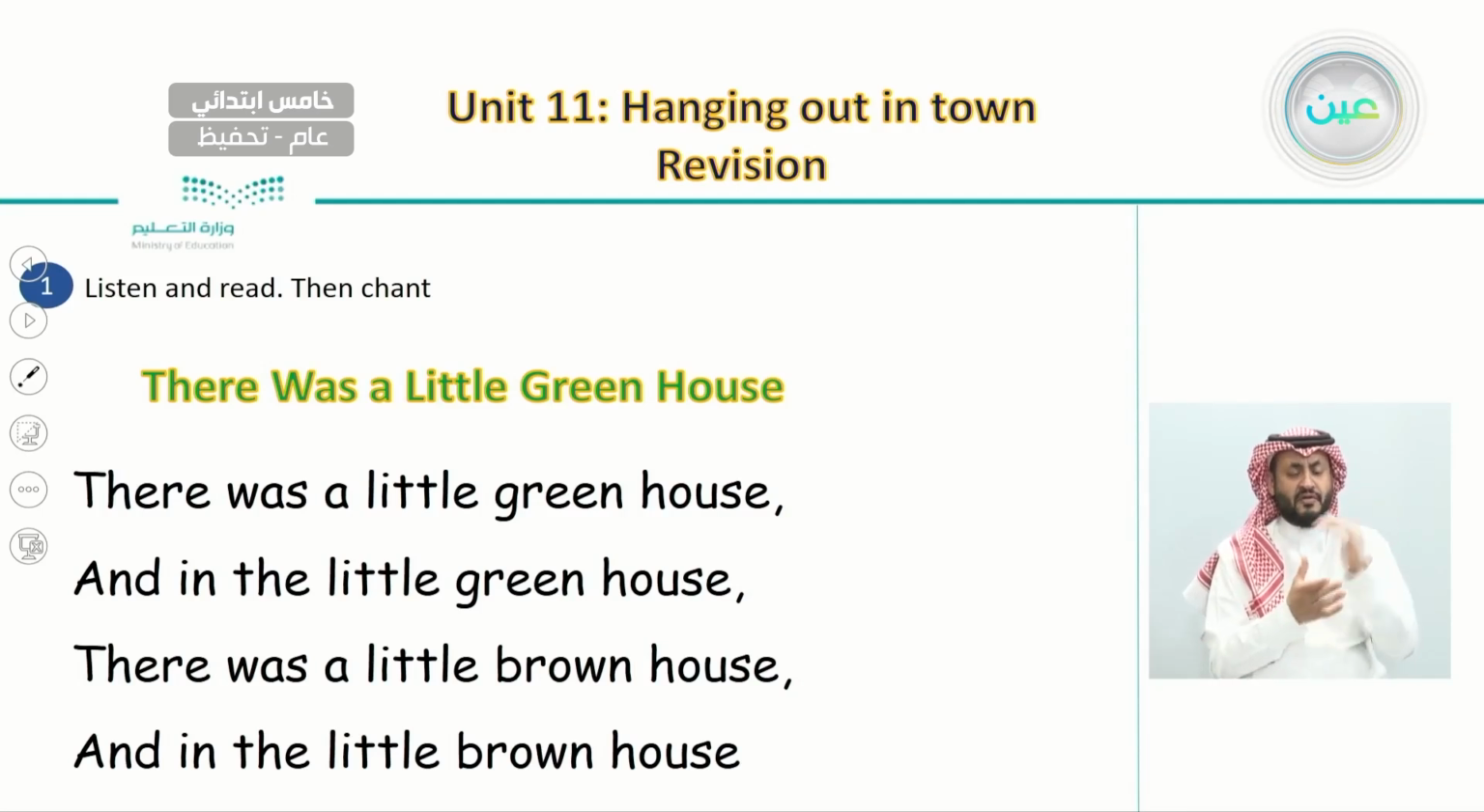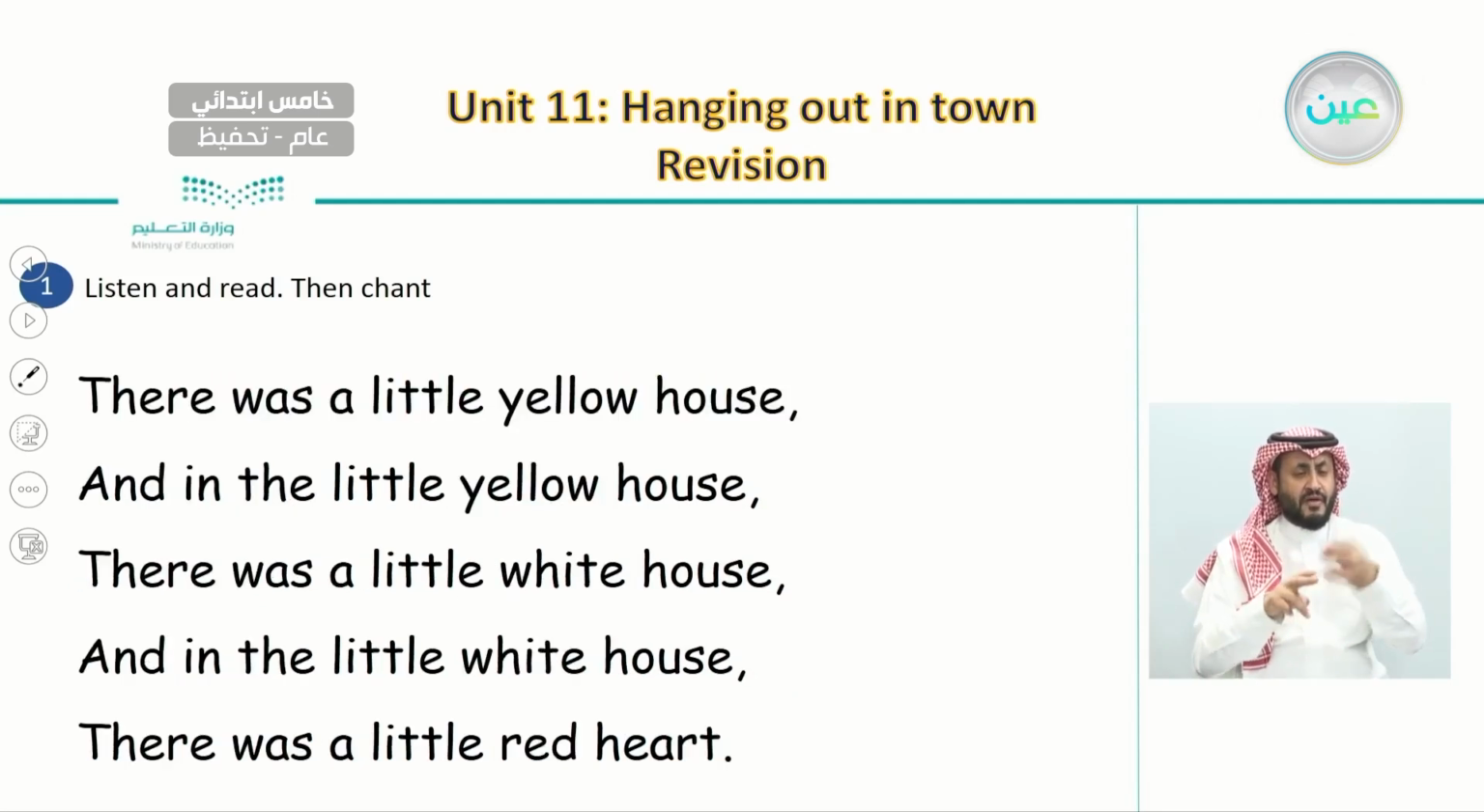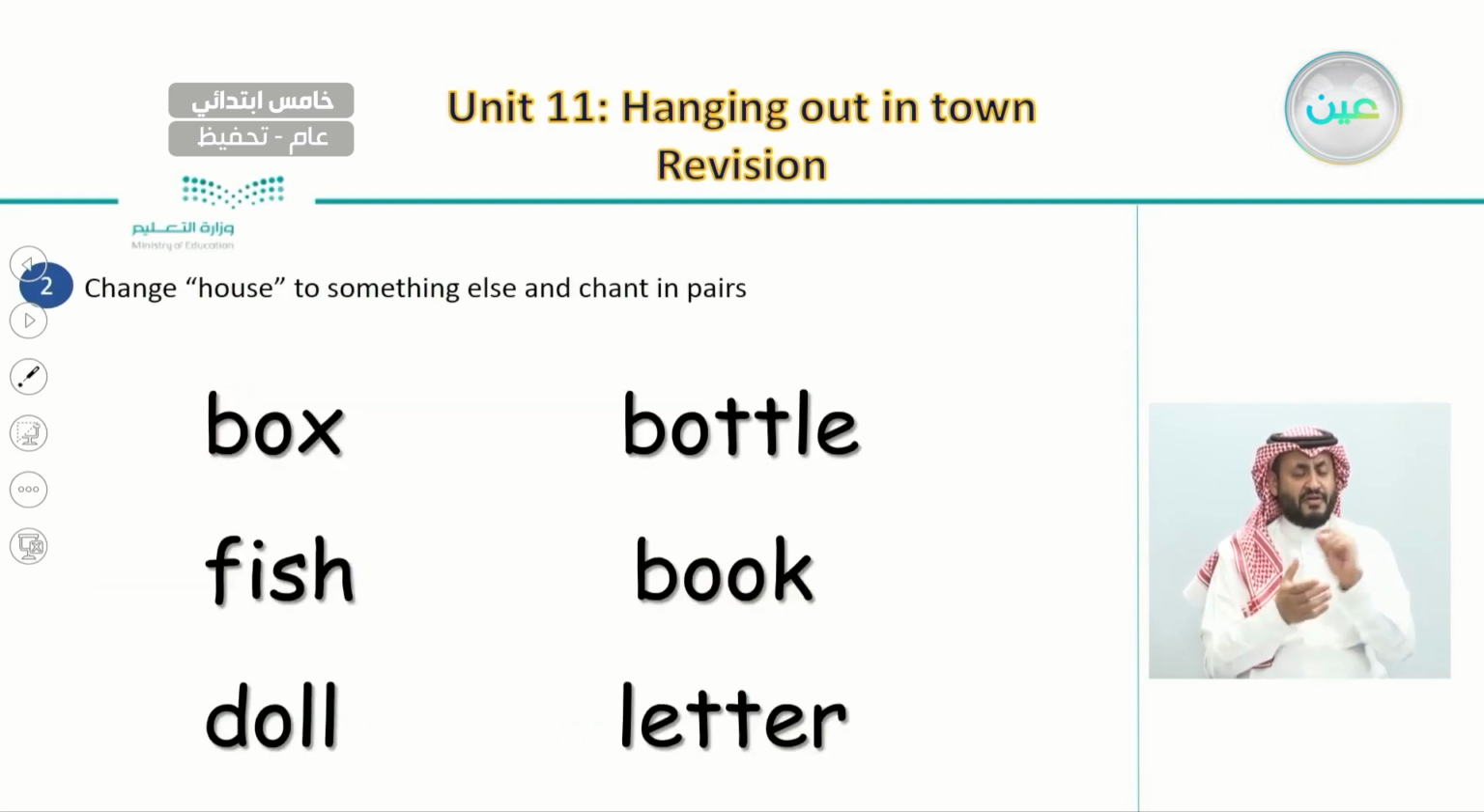There was a little greenhouse. There was a little greenhouse, and in the little greenhouse there was a little brown house. And in the little brown house there was a little yellow house. And in the little yellow house there was a little white house. And in the little white house there was a little red heart.